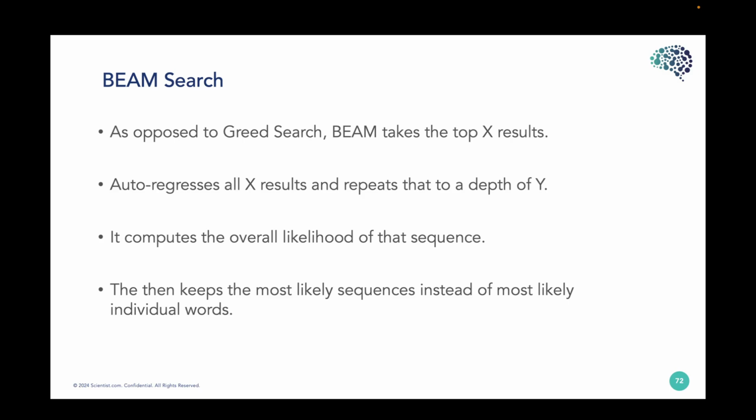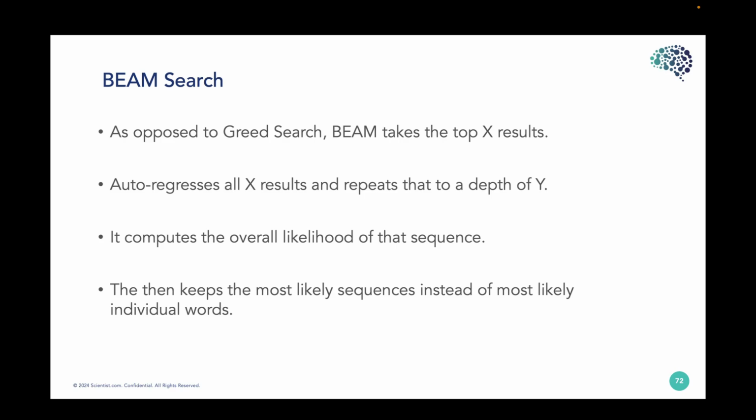So with beam search, rather than selecting or sampling a single token out of the end of your transformer, you select a number of tokens, X tokens. Maybe it's 5, maybe it's 10. I'm not sure what the number is they use. And then you auto-regress each one of those, and you select a sample output of each one of those, and you auto-regress all of those options, and you do that to some depth.